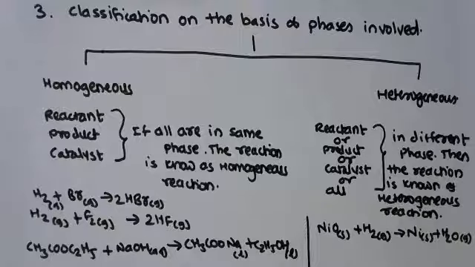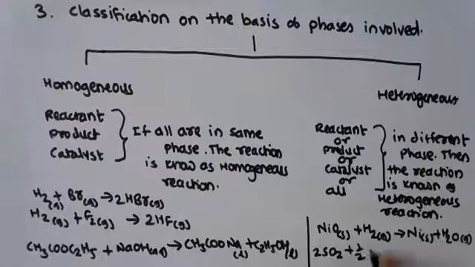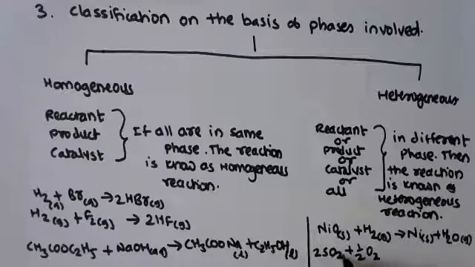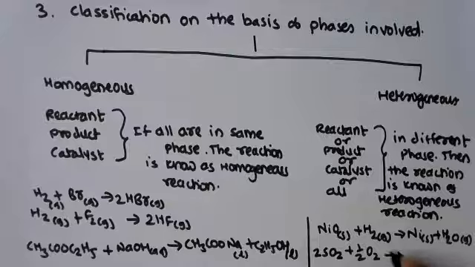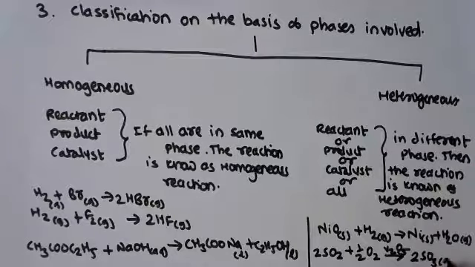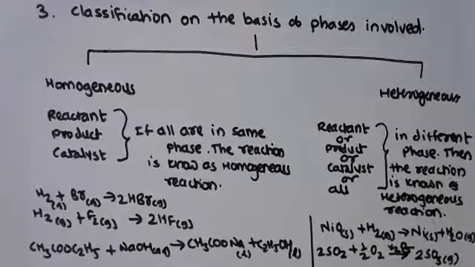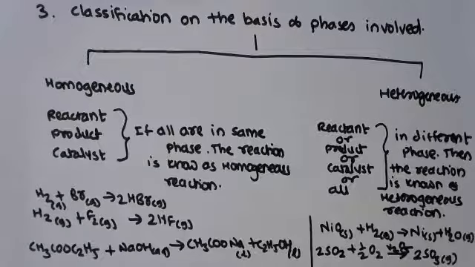Another example is what you have seen in the manufacturing of sulfuric acid, where the first step is to convert sulfur dioxide into sulfur trioxide. So the reaction between sulfur dioxide with oxygen, that is partial oxidation of SO2, in presence of V2O5 vanadium pentoxide catalyst gives you 2 molecules of sulfur trioxide.